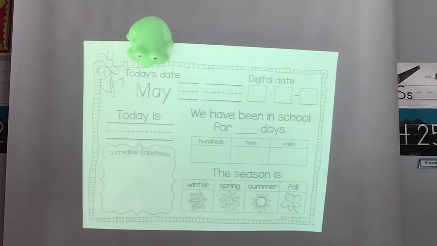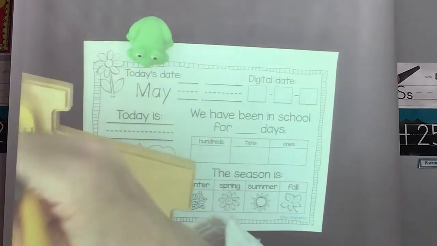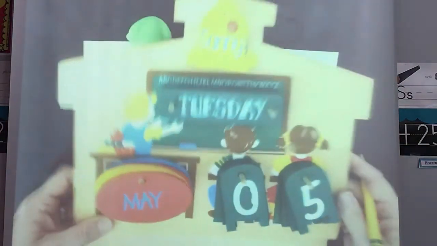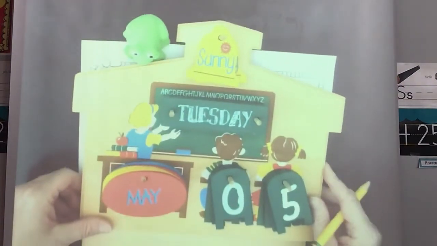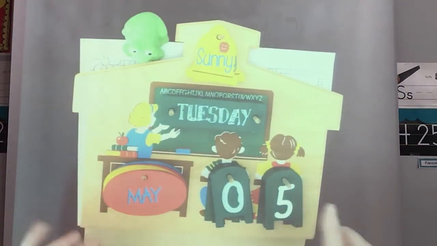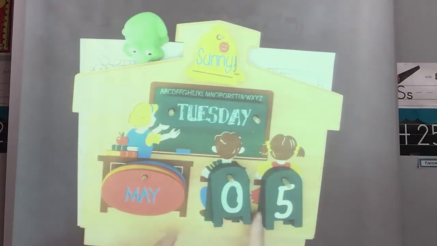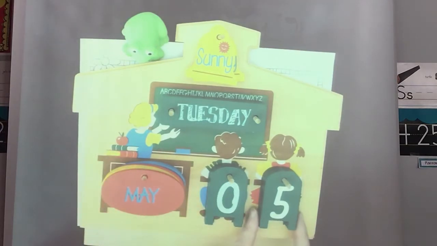So let's get our little calendar here. We'll put what the day is. We're hoping it's sunny. I'm hoping it's sunny. Okay, we'll put a little schoolhouse. We have Tuesday, May. Remember, this is just our placeholder. 5th, May 5th, Tuesday, May 5th.